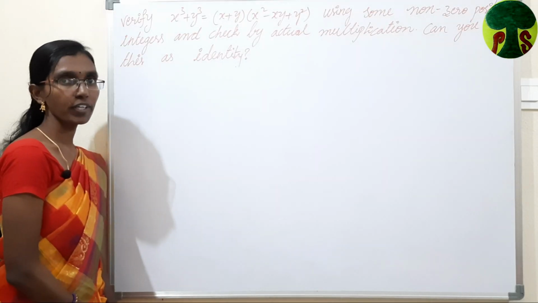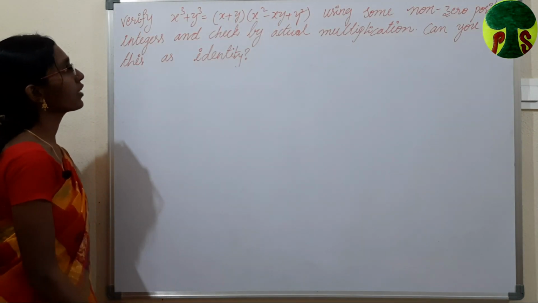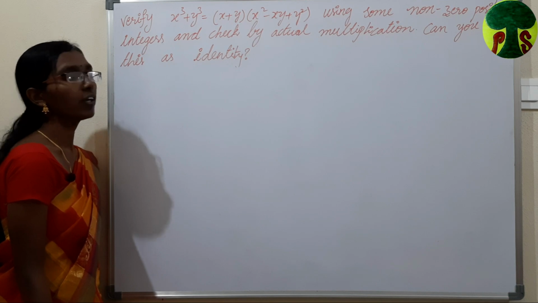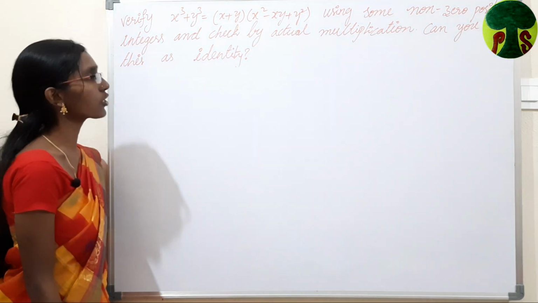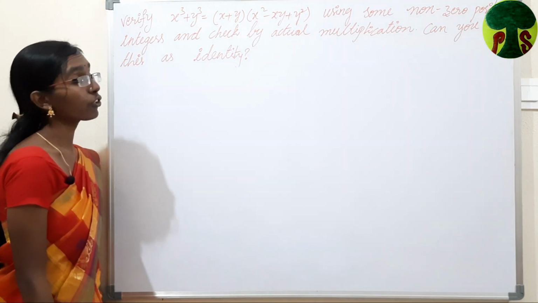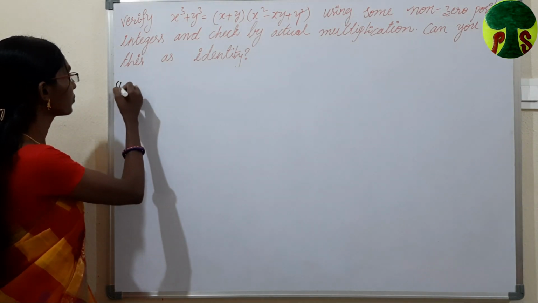Let us solve a different problem to enhance our knowledge. Here is the question. Verify x cube plus y cube equals (x plus y) into (x square minus xy plus y square) using some non-zero positive integers and check by actual multiplication. Can you call this an identity? Let us find the solution.